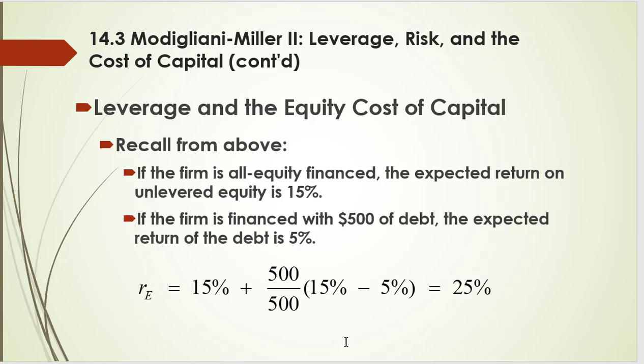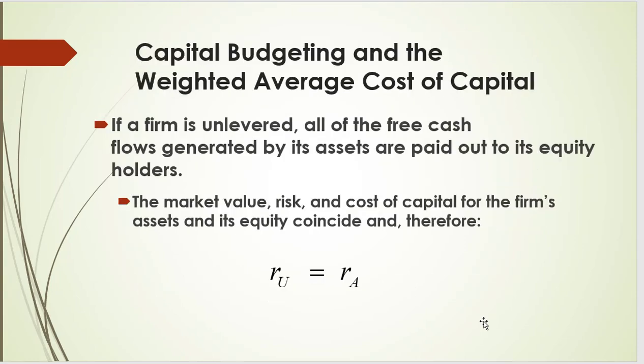If we come back to the previous example, R sub U, the cost of an unlevered company, is a 15% return. Here is the debt ratio multiplied by the premium, and that gives us the same 25% that we talked about earlier. So the weighted average cost of capital of a levered company is exactly equal to the return of a company that has no leverage.